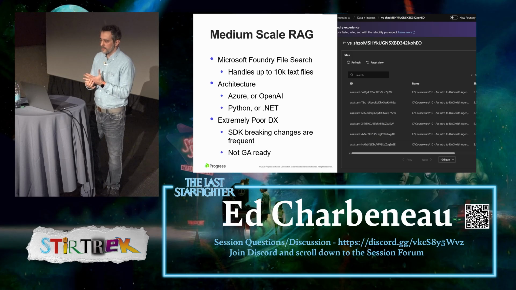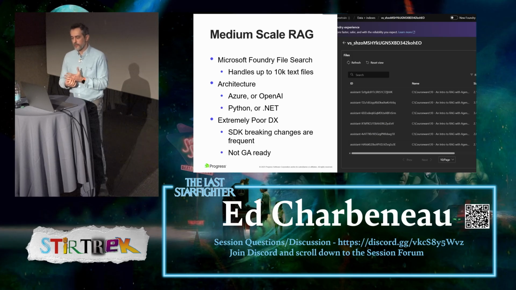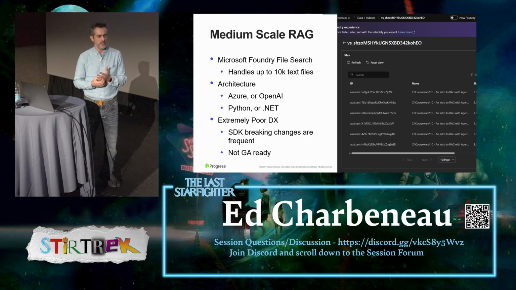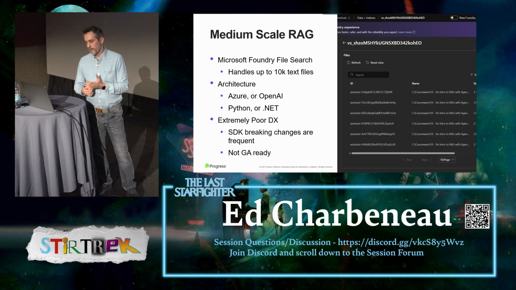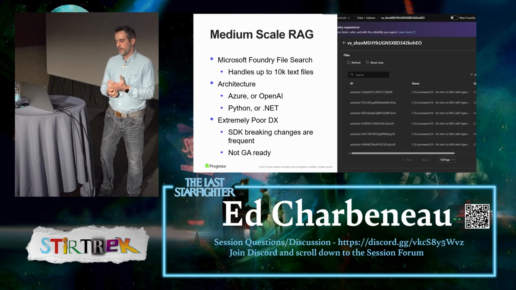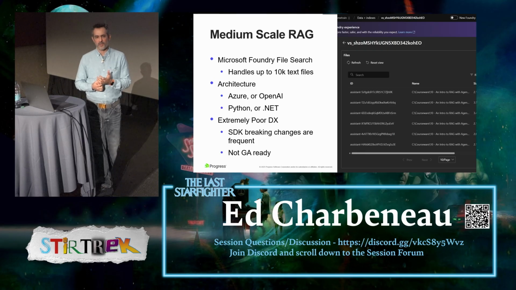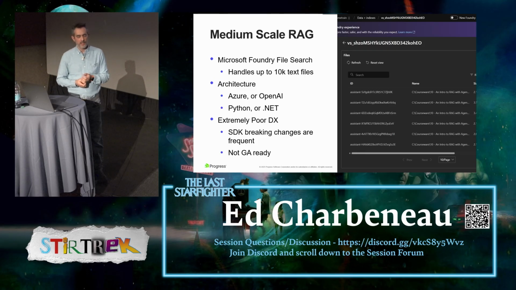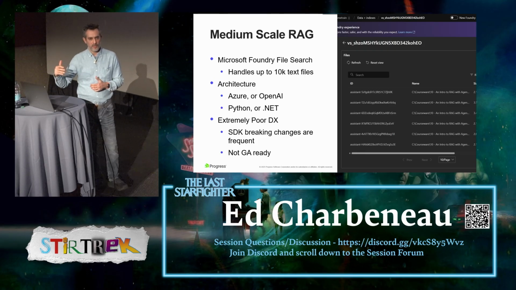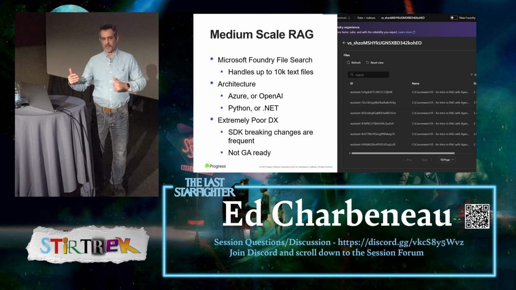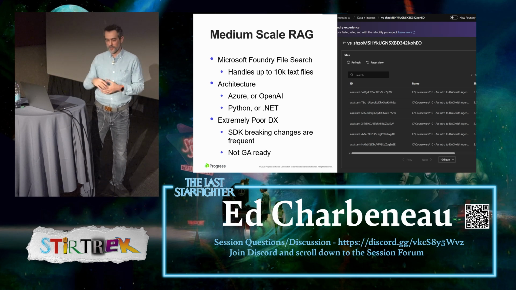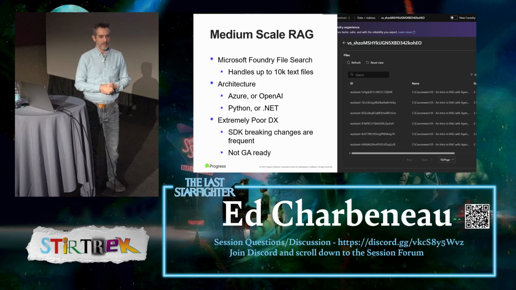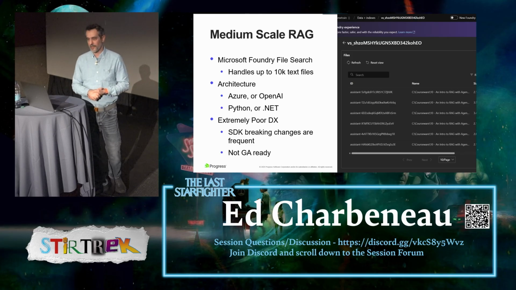So this is Microsoft Foundry File Search, and the file search portion of it is provided by OpenAI. OpenAI in the file search API can handle up to 10,000 text files. They do have a big list of file types that are supported. All of those file types are essentially text files. They're JavaScript, Markdown, all of those type of things. At the end of the day, they're all text files.